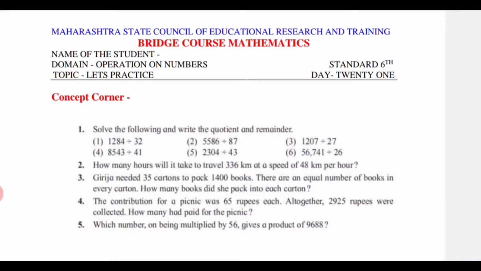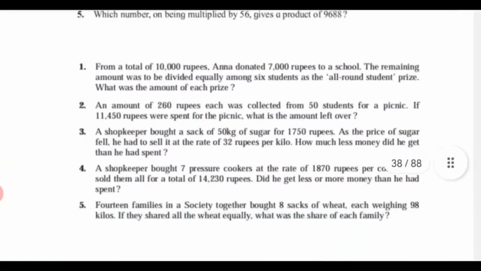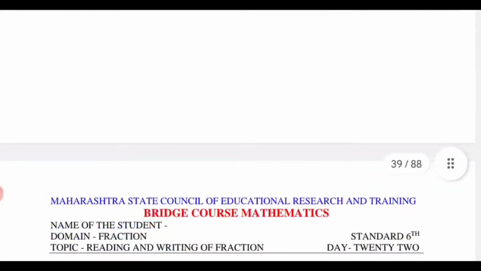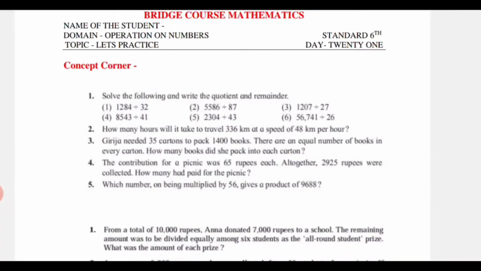As you all can see in concept corner, there are 5 questions. Then these 4-5 questions are again word problems. So in total there are 10 questions we can see here in day 21. All the questions are based on the operation division. In concept corner, the first question is to solve the following and write the quotient and remainder. After that, all questions are word problems. So directly let us go to our notebook to solve all these questions.